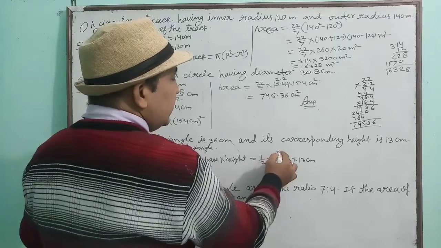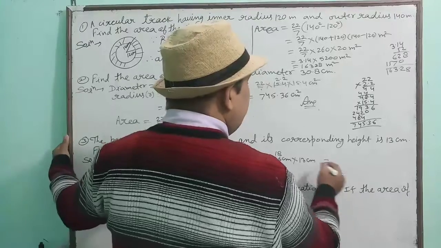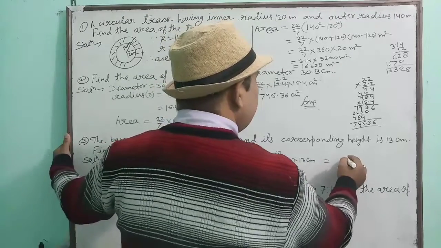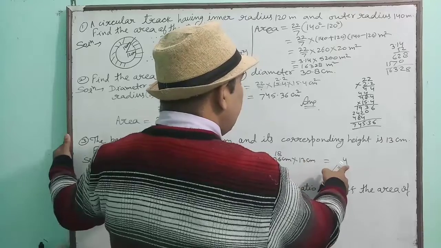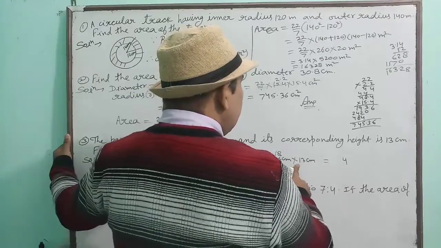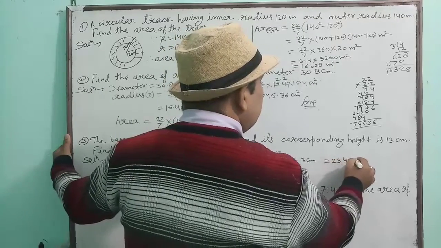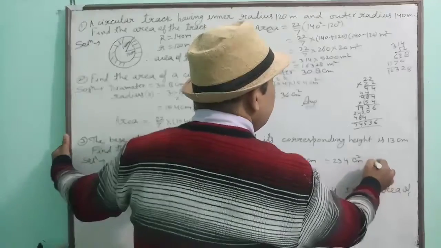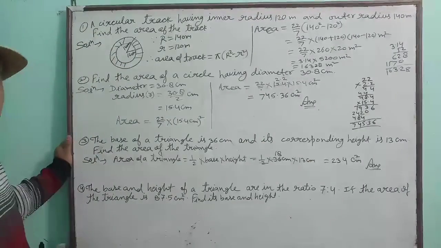2 dividing 36 gives 18 times. Now 18 into 13. 18 into 3, 54, 5 carry on. 18 into 1 is 18 plus 5, 23. That means 234 centimeter square is the area of the triangle.